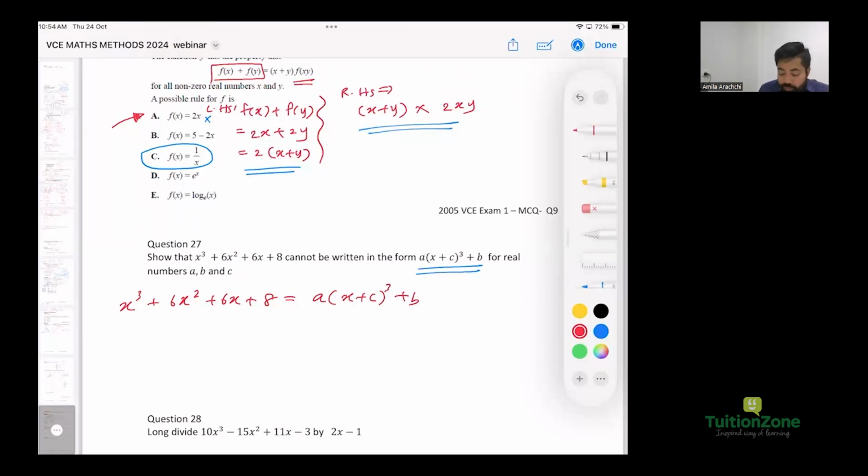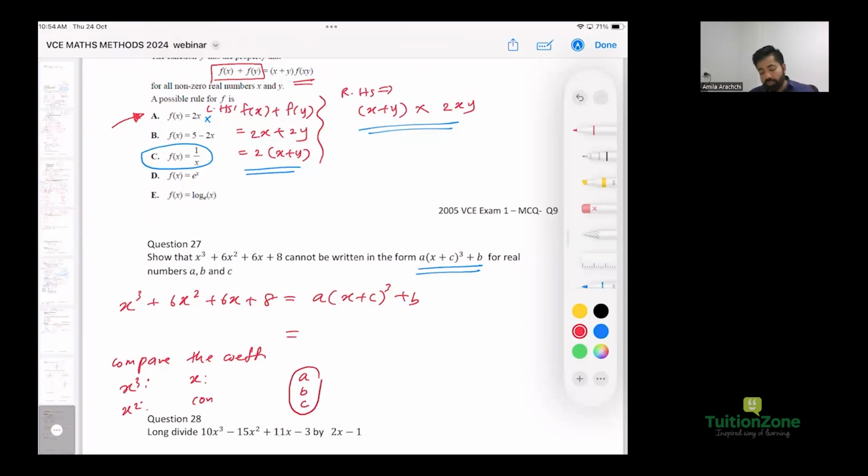And then fully expand the right-hand side. Fully expand it, and then compare the coefficients. Compare the x cubed terms, compare the x squared, compare the x and the constants. By doing that, you can easily find the unknown values of A, B, and C.